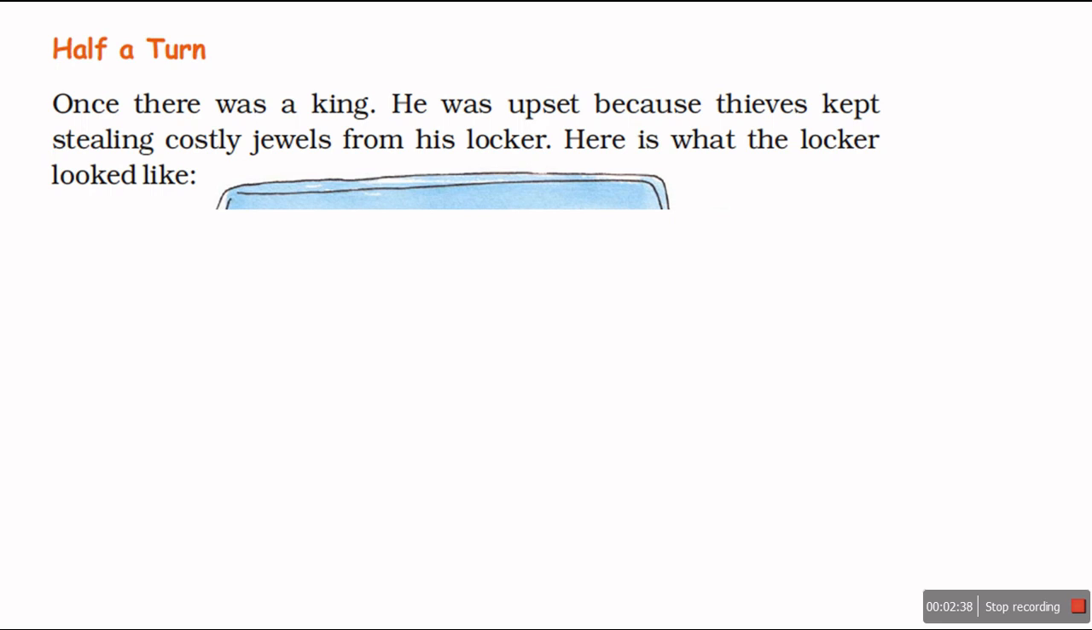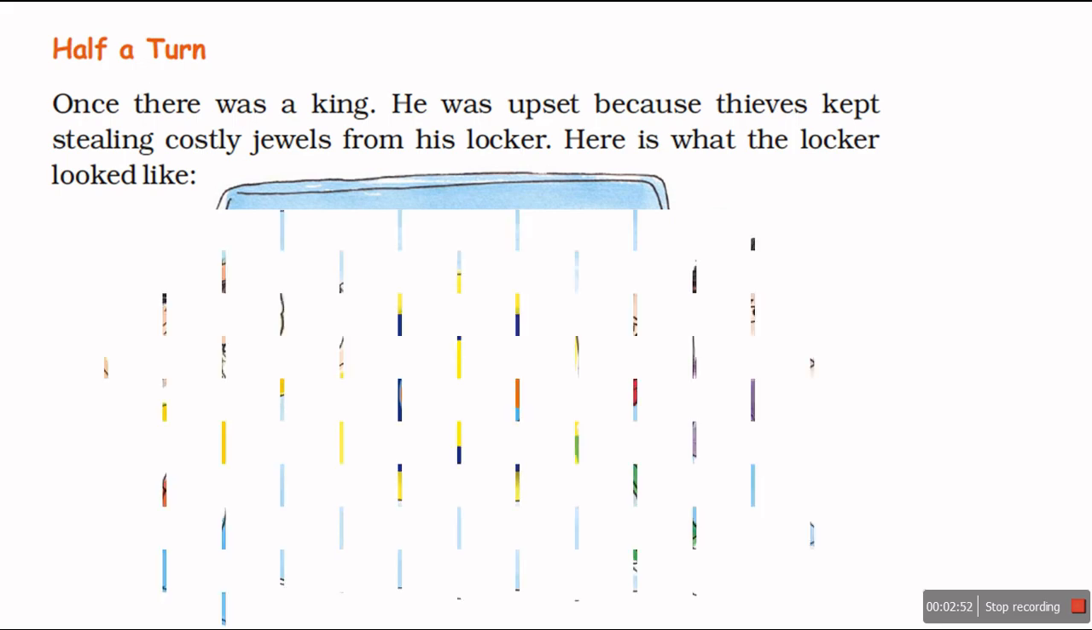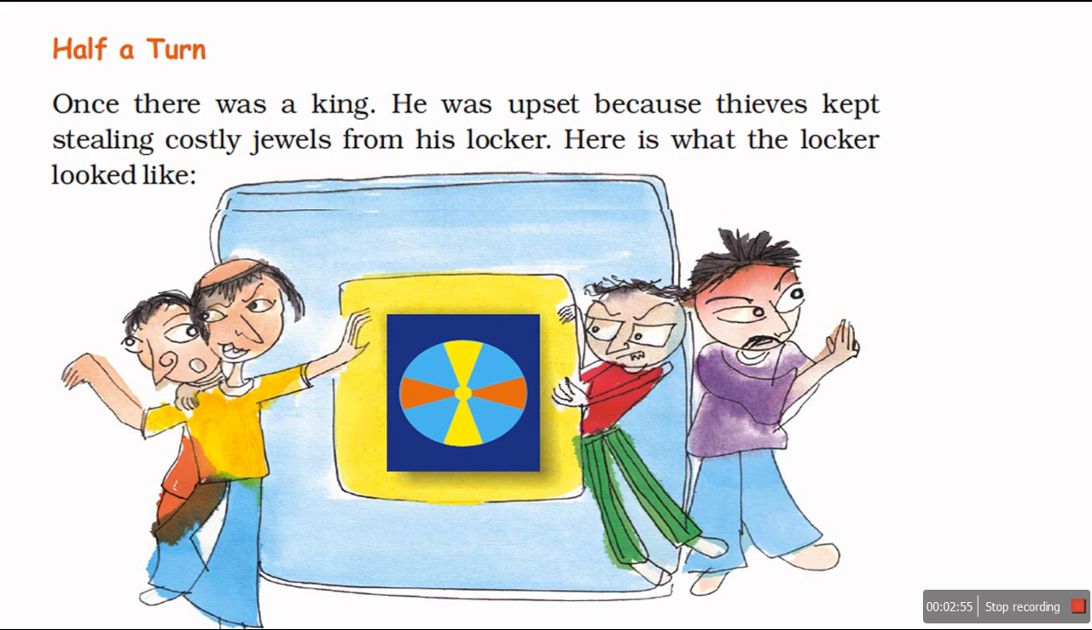Half a turn. Once there was a king. He was upset because thieves kept stealing costly jewels from his locker. Here is what the locker looked like. You can see this is the locker head. The locker head looks like this.